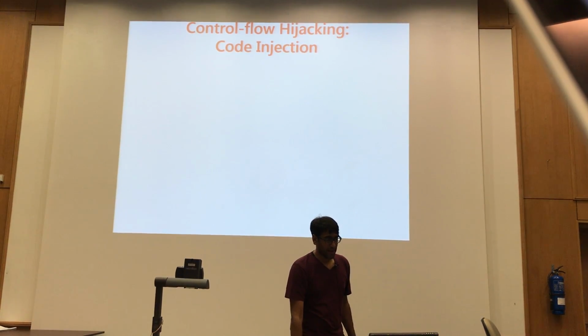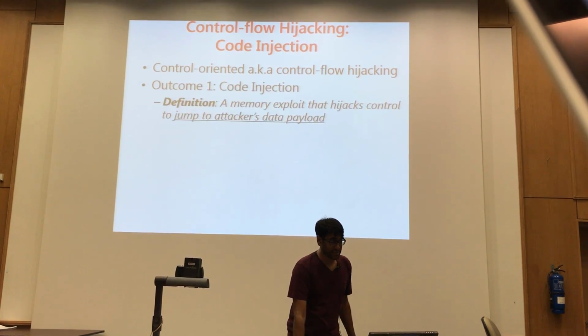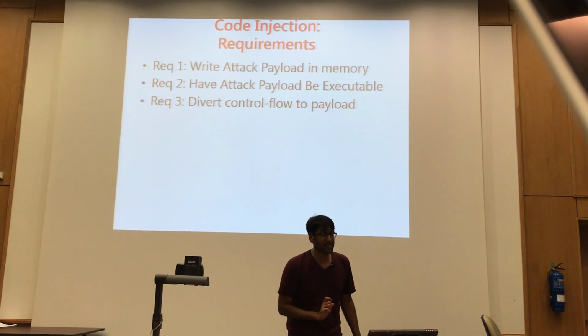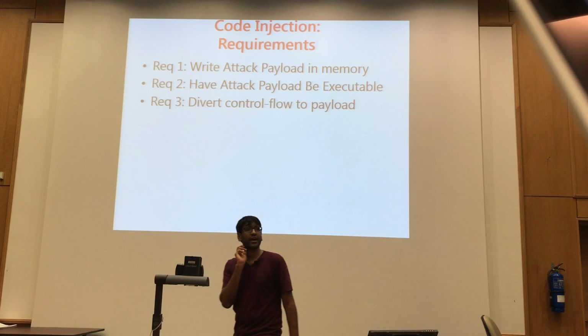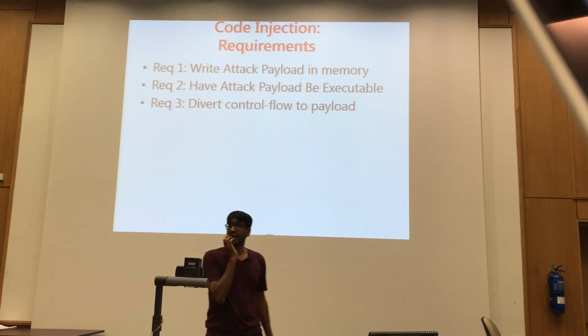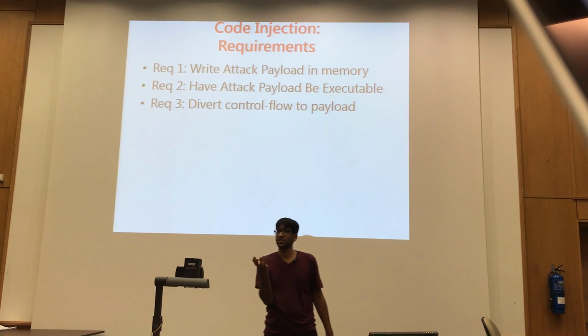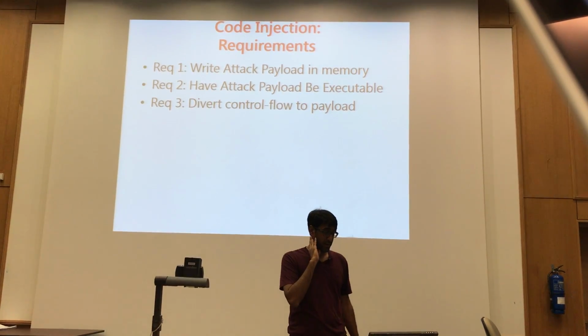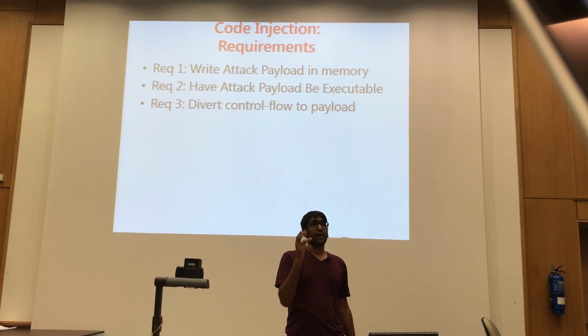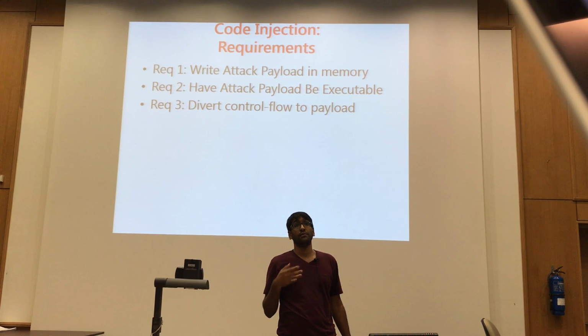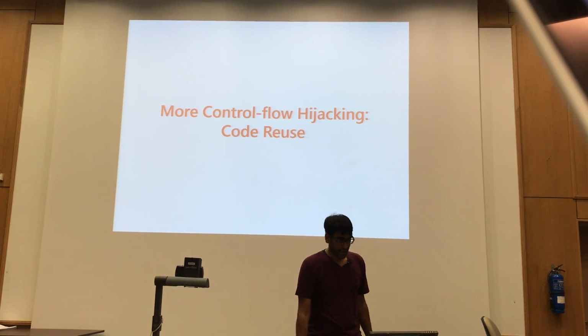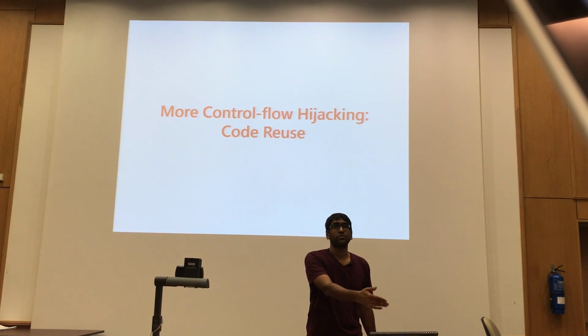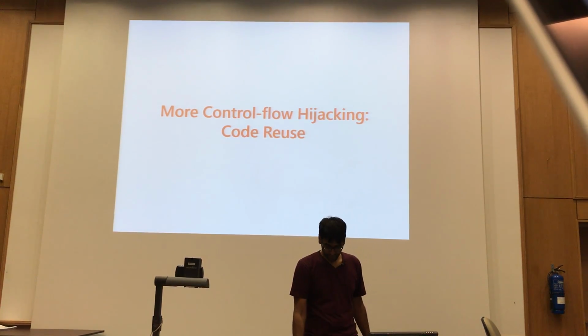Okay. Now, code injection basically requires these three things to be true for the attack to work. There has to be some writable memory where you can write this malicious payload. There has to be a way to jump to that payload and execute it. And that payload must be marked as executable in memory. And this motivates various defenses, by the way. Of those three, you can take out one of those requirements by designing a defense against it.